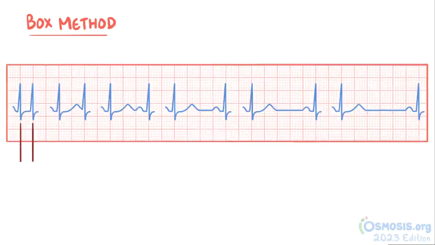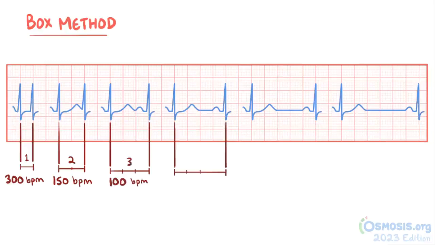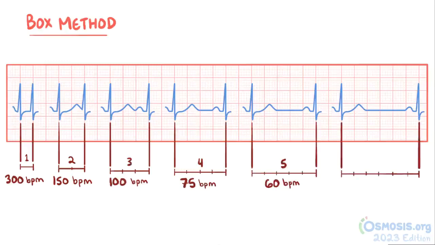Now, if the distance between 2 R waves is exactly 1 big box, then the heart rate would be 300 beats per minute, which is really fast. If R waves are 2 big boxes apart, or 0.4 seconds, then the heart rate is 150 beats per minute. 3 big boxes apart is 100 beats per minute, 4 big boxes is 75 beats per minute, 5 big boxes is 60 beats per minute, and finally 6 big boxes apart is 50 beats per minute.